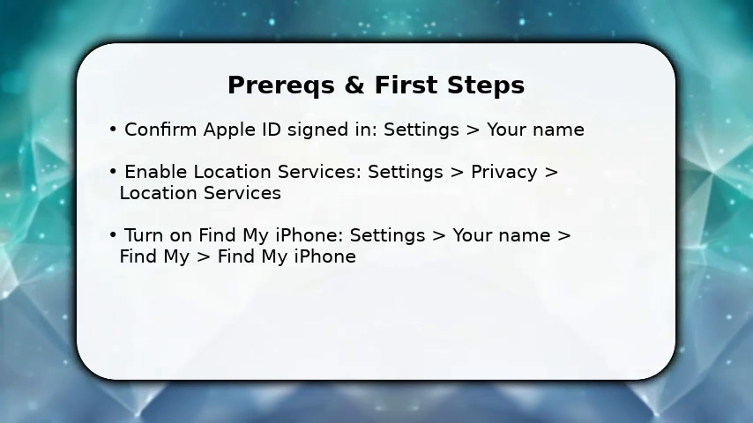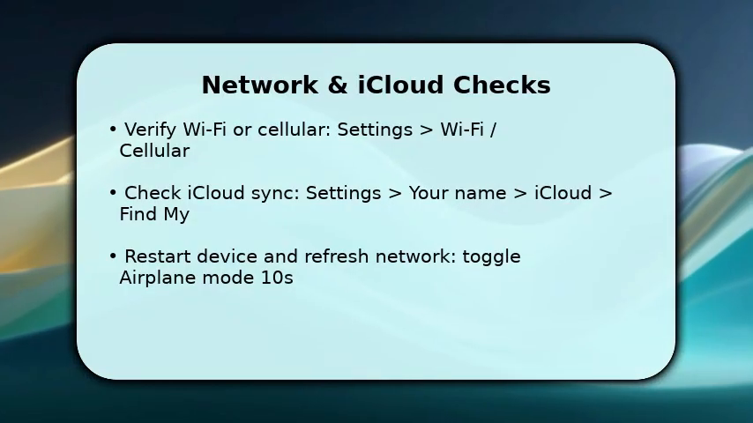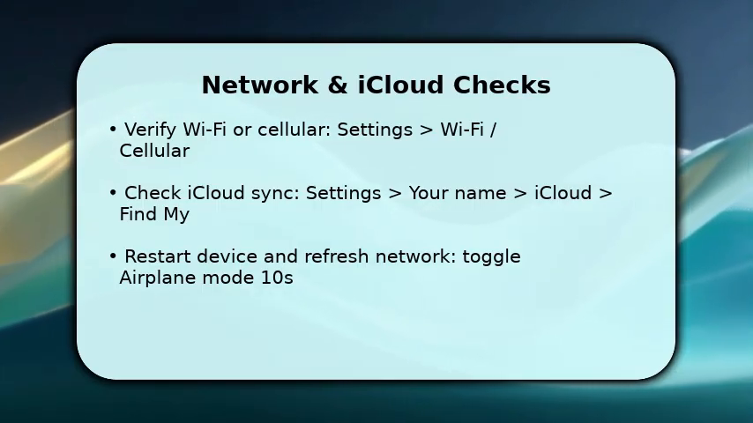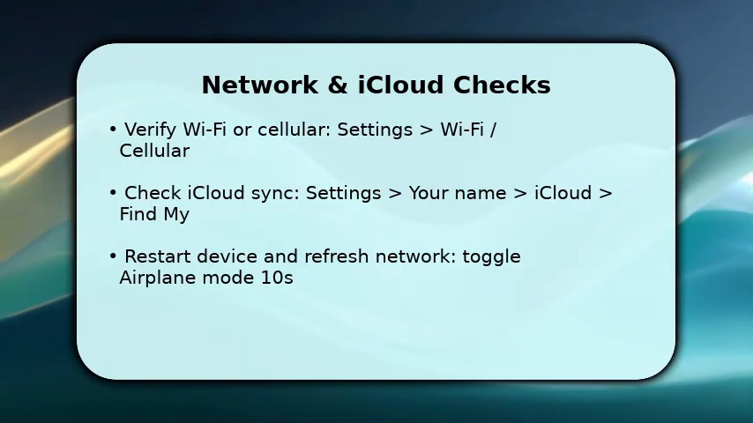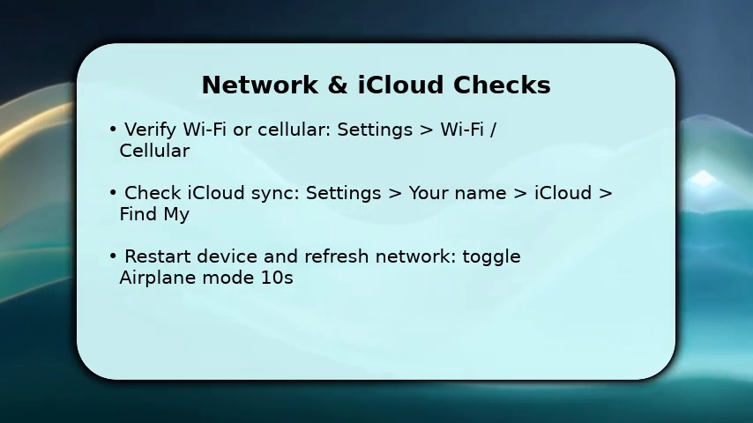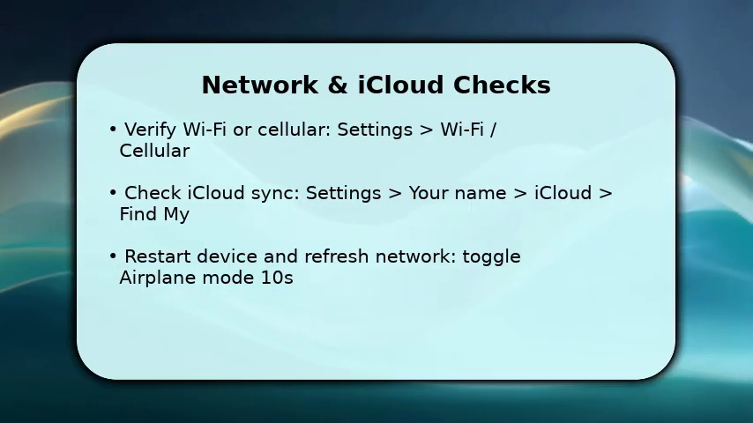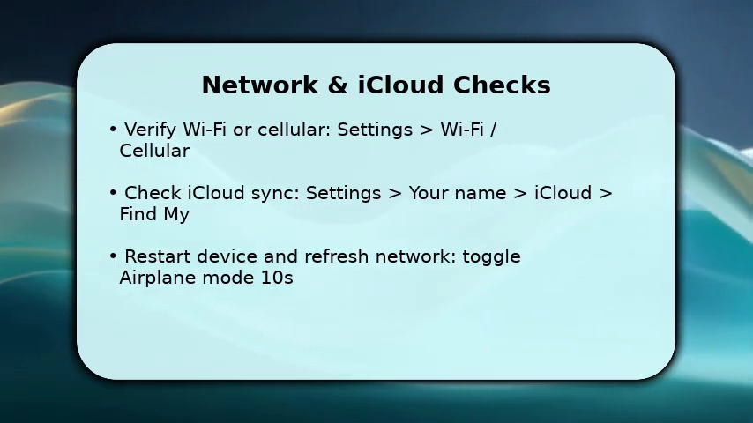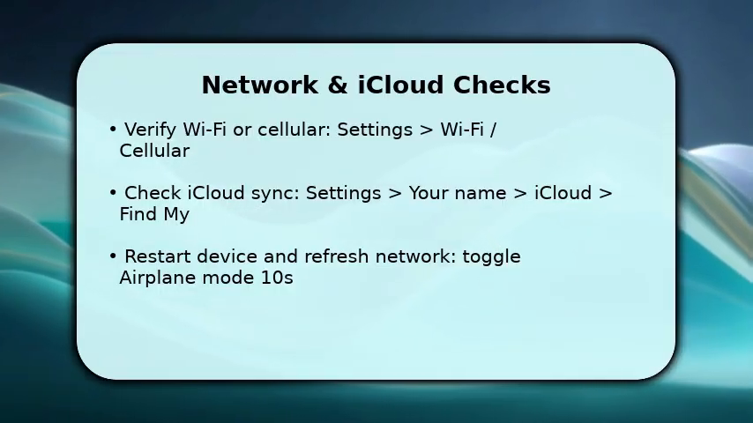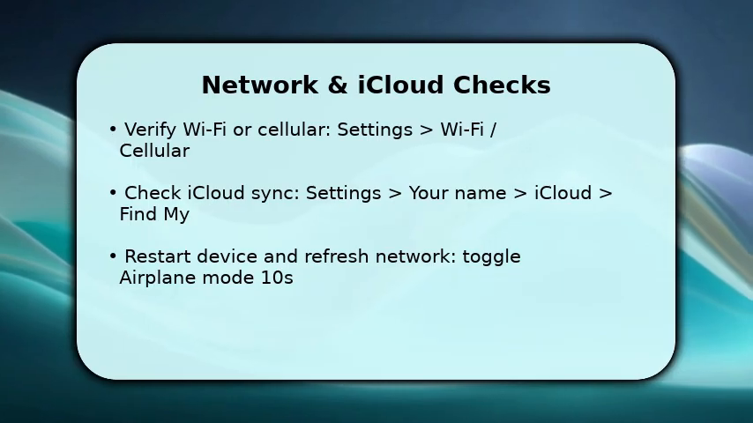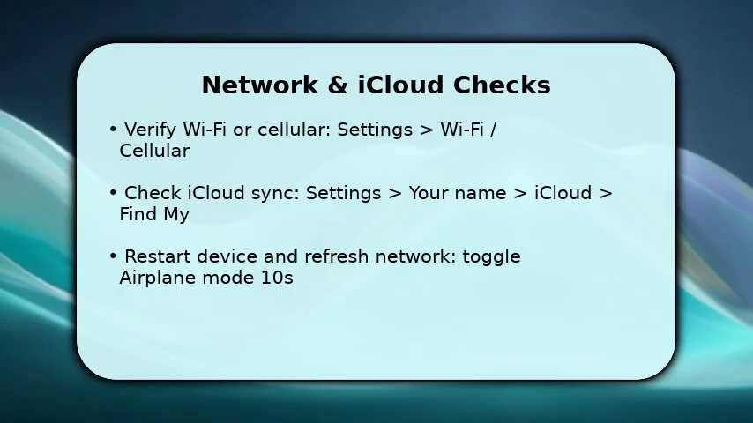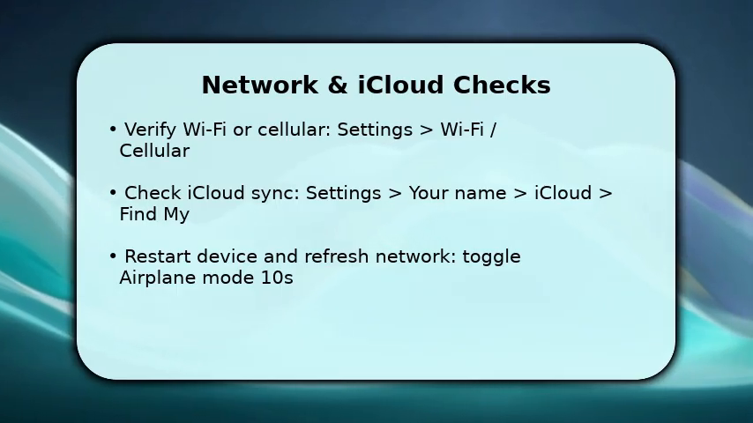Now you'll verify connectivity and iCloud sync so Find My can communicate with Apple servers. Make sure Wi-Fi or cellular is active and has internet. Without it, location updates won't transmit. Next, check iCloud to confirm Find My appears under your account and is allowed to sync. If anything's stuck, restart the iPhone and toggle airplane mode for 10 seconds to refresh the connection. Doing this clears transient network errors and forces the phone to re-authenticate with iCloud.